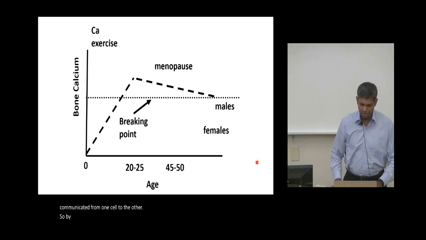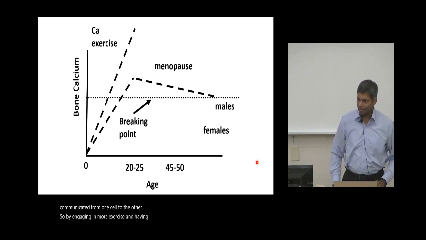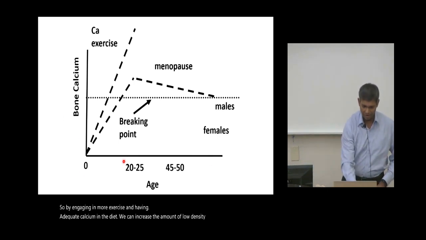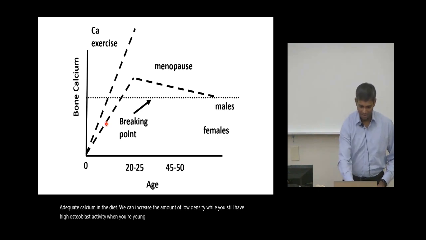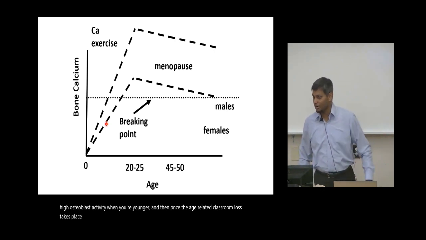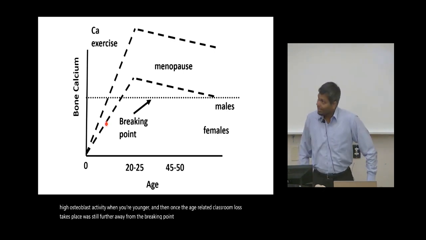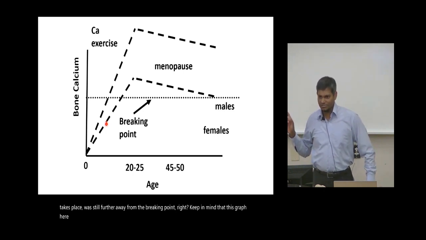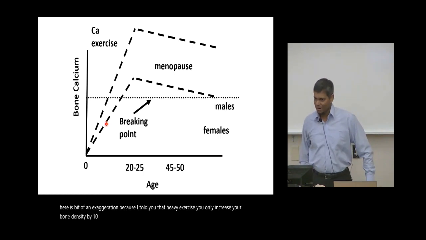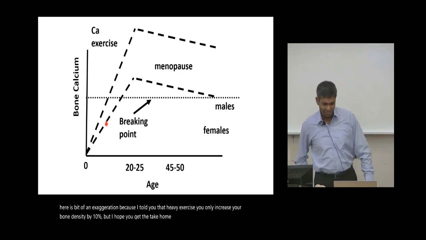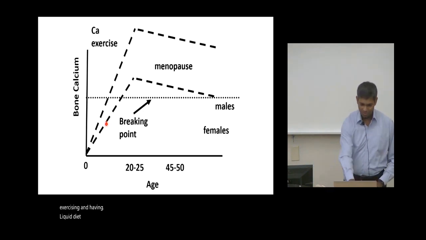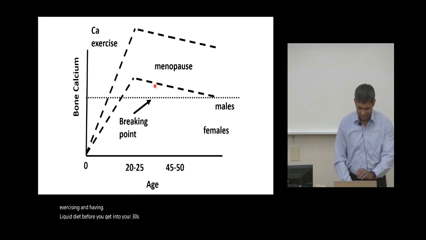So by engaging in more exercise and having adequate calcium in the diet, we can increase the amount of bone density while we still have high osteoblast activity when you're younger. And then once the age-related calcium loss takes place, you are still further away from the breaking point. Keep in mind that this graph here is a bit of an exaggeration because I told you that heavy exercise can only increase your bone density by 10%, but I hope you get the take-home message from this, that exercising and having an adequate diet before you get into your 30s is a good idea.